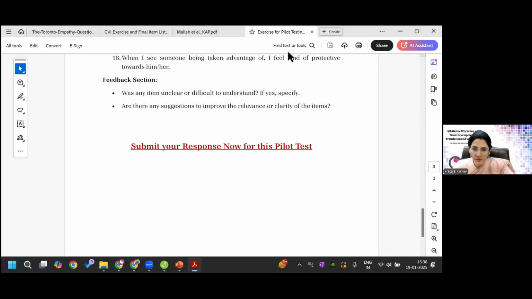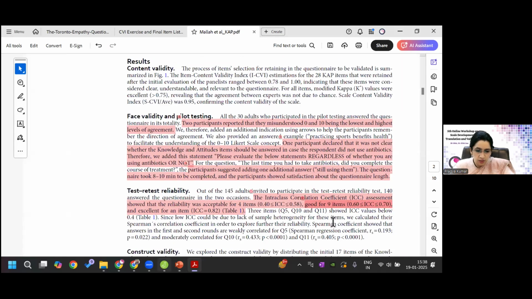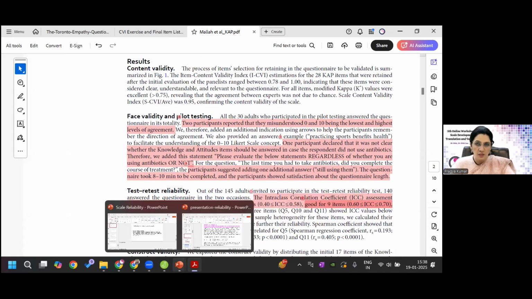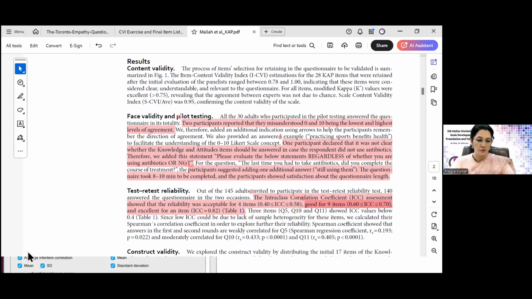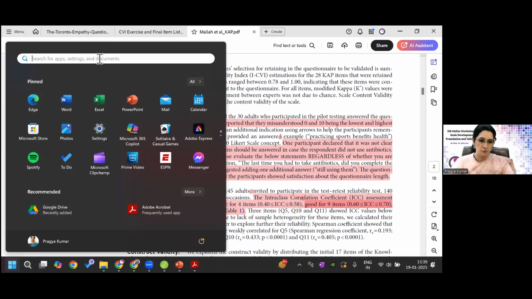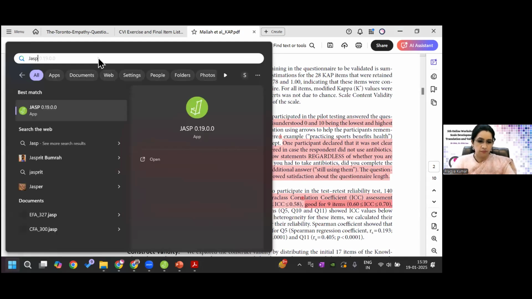Okay, so this we have shared with the previous participants, and we have the data of the previous participants. I'll show you that. So this is JASP. I hope all of you have downloaded Jamovi and JASP. First, I will show it in JASP. If you have to open JASP, how will you open it? Since I have downloaded it, you type JASP here. I will tell you how to import also. So this is the JASP 19 version.